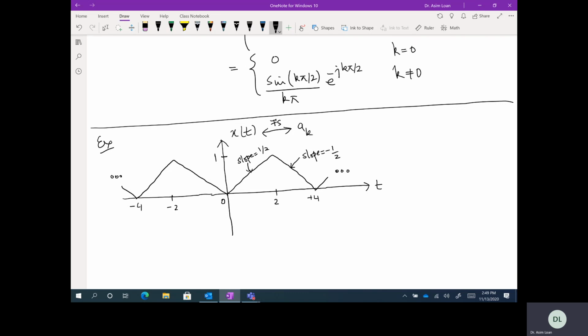Right? And this is AK, and we want to find what this AK is, or maybe we call this EK. This is some EK, and we want to find what this EK is. Again, we cannot use the analysis equation.